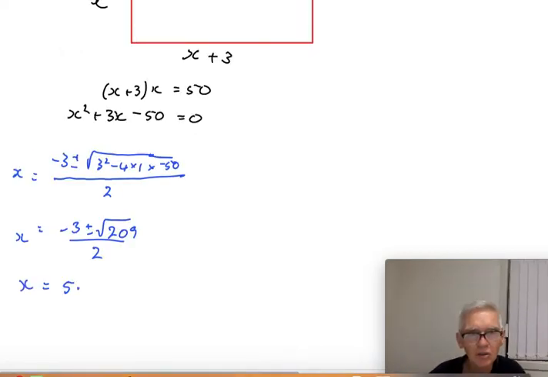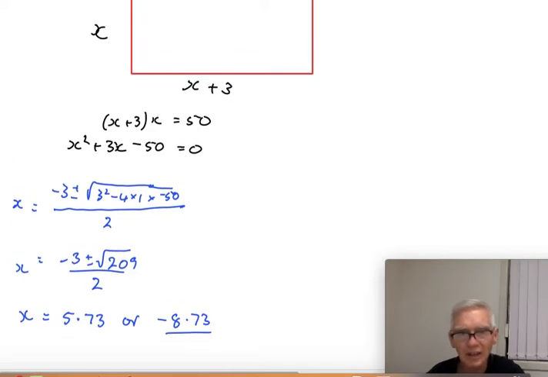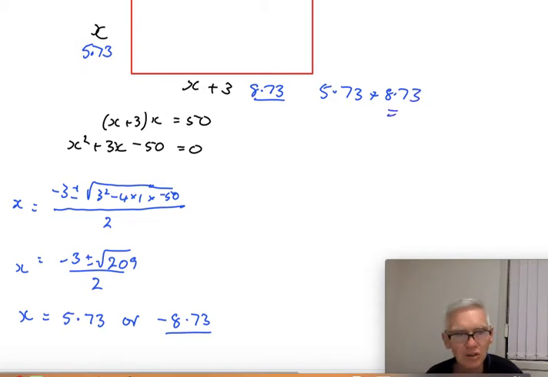So by using your quadratic formula, you find that x equals 5.73 or negative 8.73. We don't use negative answers, so we can forget about that. Now let's go and check it in the question. If this is 5.73, then this must be 8.73. So check, does 5.73 times 8.73 equal what the question asked us to find it was?